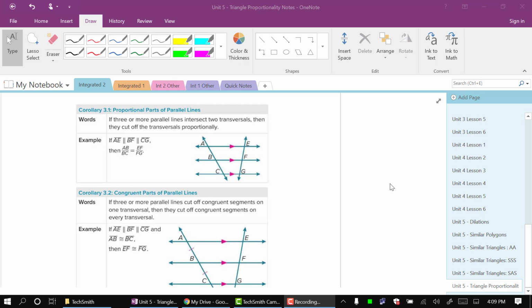So today we're going to be taking a look at corollary 3.1 and 3.2, proportional parts of parallel lines. If three or more parallel lines intersect two transversals, then they cut off the transversals proportionally. If three or more parallel lines cut off congruent segments on one transversal, then they cut off congruent segments on every transversal. So we're going to use these two corollaries to help us out with the next problems. So let's take a look at example 4.